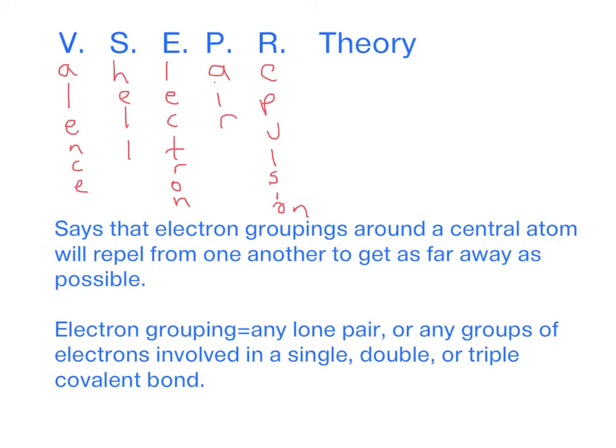And these electron groupings equal any lone pair or any groups of electrons involved in a single, double, or triple covalent bond. So for the purposes of VSEPR theory, we don't treat a single bond any differently than a double or triple bond. They're all considered an electron grouping, as is a lone pair. Which changes the geometry. We're going to have lots of practice with the geometry in class, so let's move on.